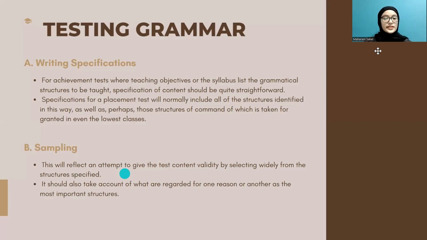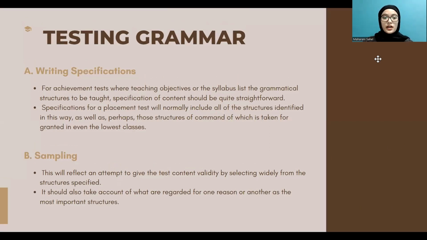Testing grammar. A. Writing specification. It's for achievement tests where a teaching objective or syllabus lists the grammatical structures to be taught. Specification of content should be quite straightforward. Specification for a placement test will normally include all of the structures identified in this way, as well as, perhaps, those structures of common use which are taken for granted even in the lowest classes.